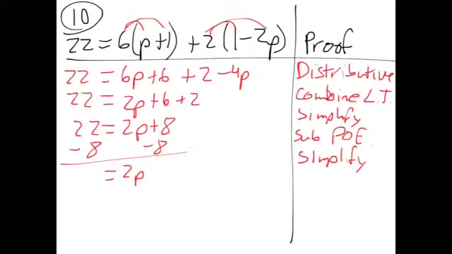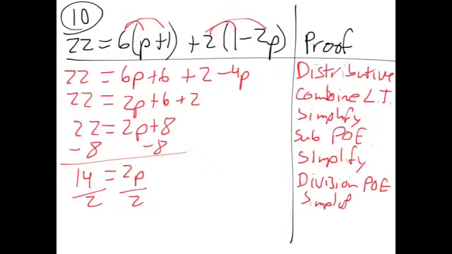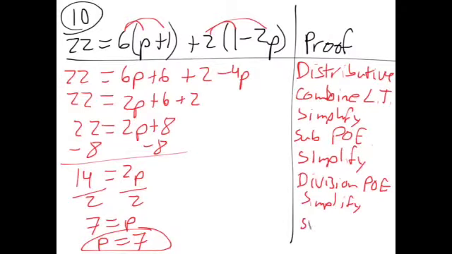And 22 minus 8 is going to be 14. And now I'm going to divide both sides by 2. And I can do that because of the division property of equality. And then if I simplify, I'm going to get p equals 7. And for the sake of example, you can also switch sides to make it say p equals 7. And what lets you do that is the symmetric property.